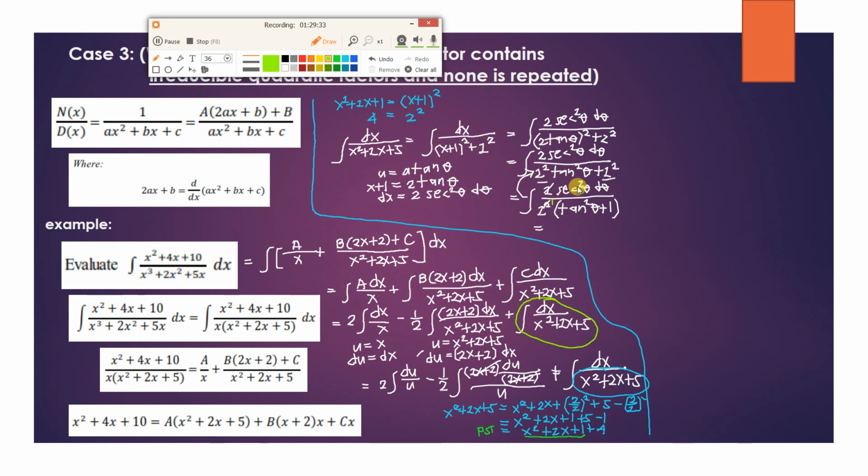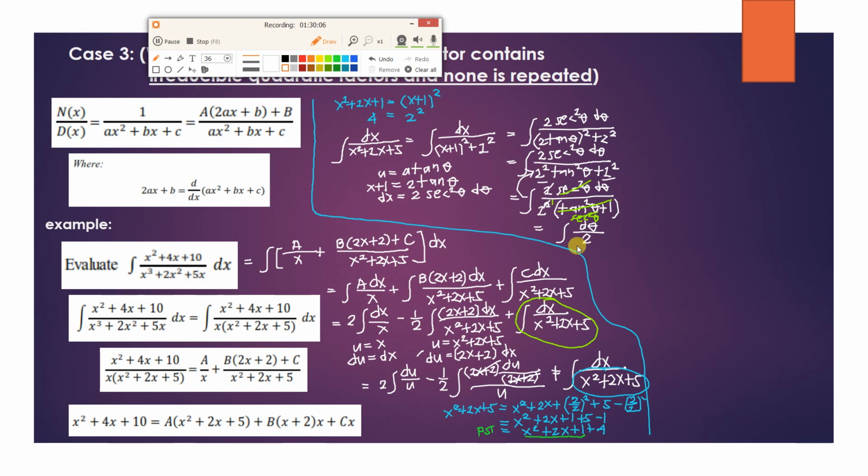Yung secant squared theta, ang identity using Pythagorean, ang tangent squared theta plus 1 is secant squared theta. Kaya kung may secant squared theta ako sa taas, may secant squared theta ako sa baba, cancel na. D theta na lang matitira. So, may matitira na lang sa ating d theta sa numerator. Tapos, may 2 na lang ako sa denominator.